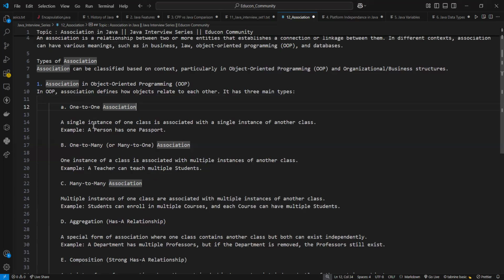So basically, what is one-to-one association? Here, a single instance of one class is associated with a single instance of another class. Like a person has one passport or one Aadhaar card or one voter card only, right? A person doesn't have multiple passports. If they had multiple passports, there would be an ambiguity issue, right?